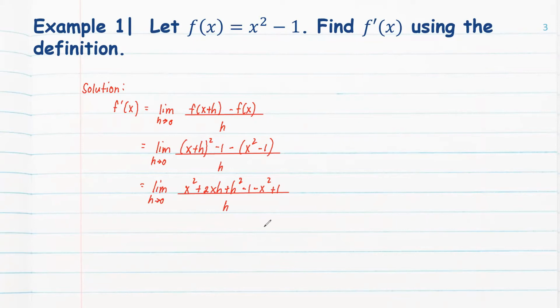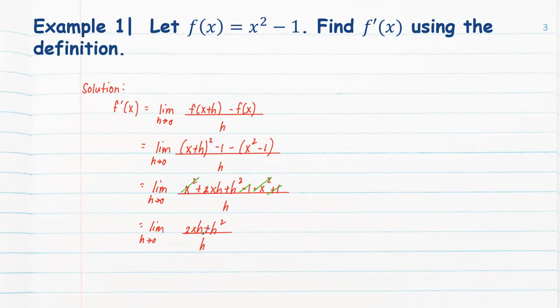At this point, we can now combine like terms. So combining like terms, we can cancel out x squared minus x squared. Also, we have negative 1 plus 1. Alright, so what we have left here is the limit of 2xh plus h squared all over h as h approaches 0.